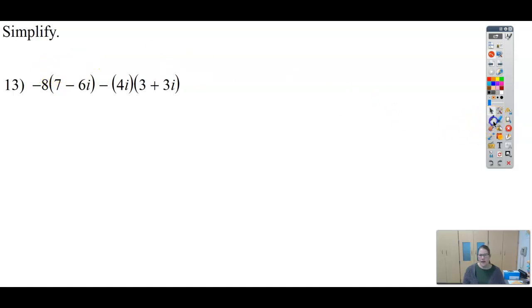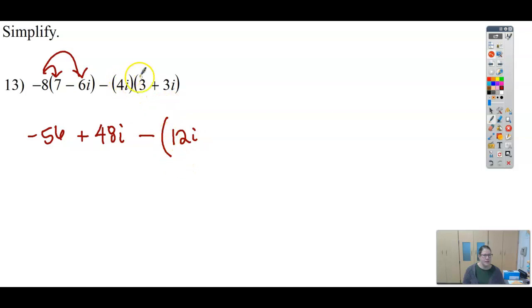Okay, on this one I have negative 8 times 7, which is negative 56. I've got negative 8 times negative 6i, which would give me positive 6 times 8 is 48i. And then I've got the minus in here. I've got 4i times 3, which is 12i. Now notice I'm putting parentheses here because this stuff is grouped together, and I want to make sure when I subtract that I'm subtracting this whole group, right? And then I've got 4i times 3i, which is plus 12i squared.